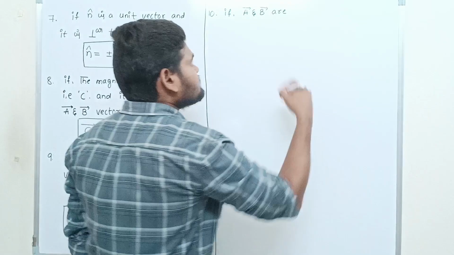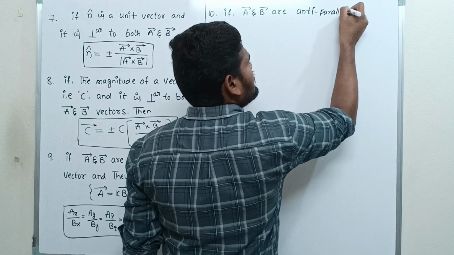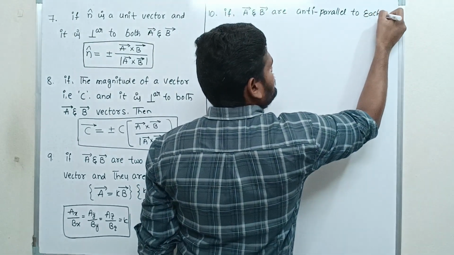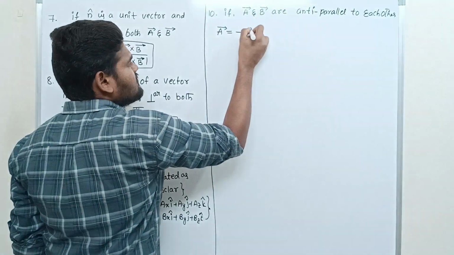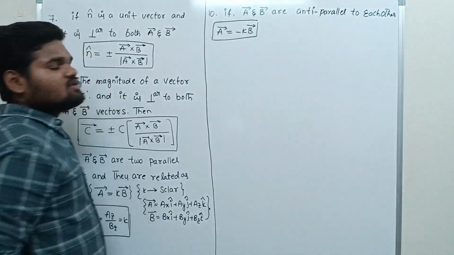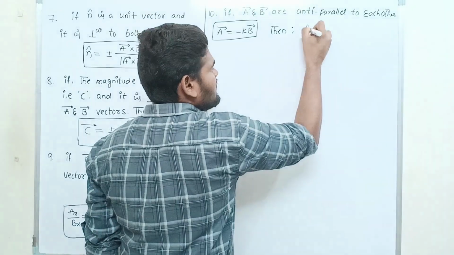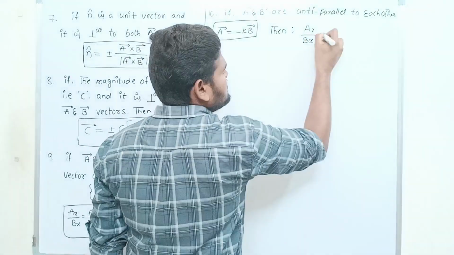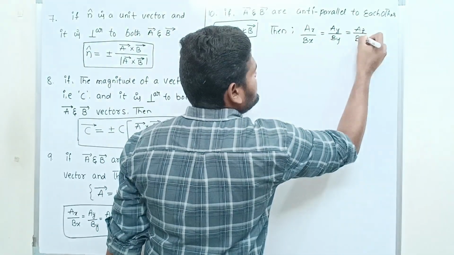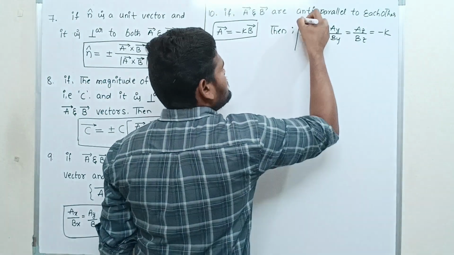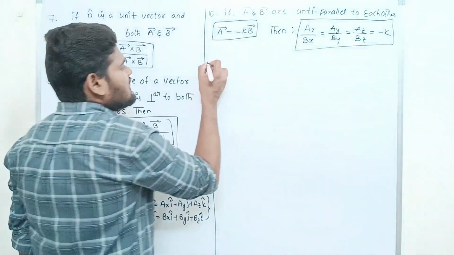So the next one, the tenth one: if A bar and B bar vectors are anti-parallel to each other, and they are related as A bar is equal to minus K B bar, then the result is Ax by Bx is equal to Ay by By is equal to Az by Bz is equal to minus K. You have to remember these formulas. Okay, right. So the eleventh one.